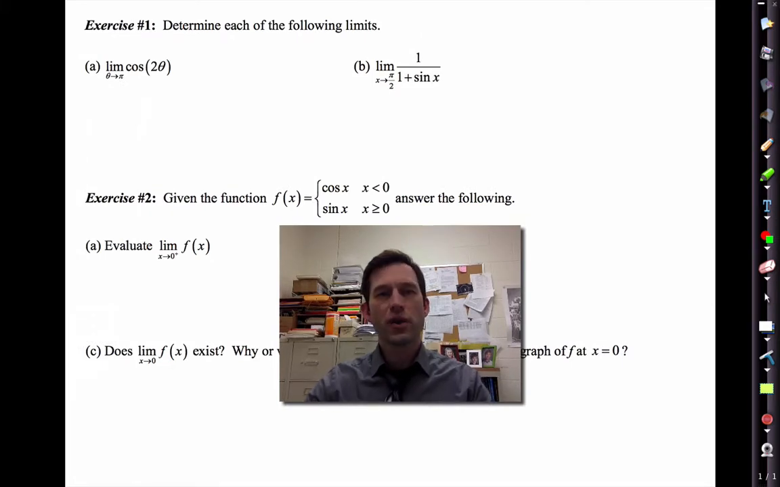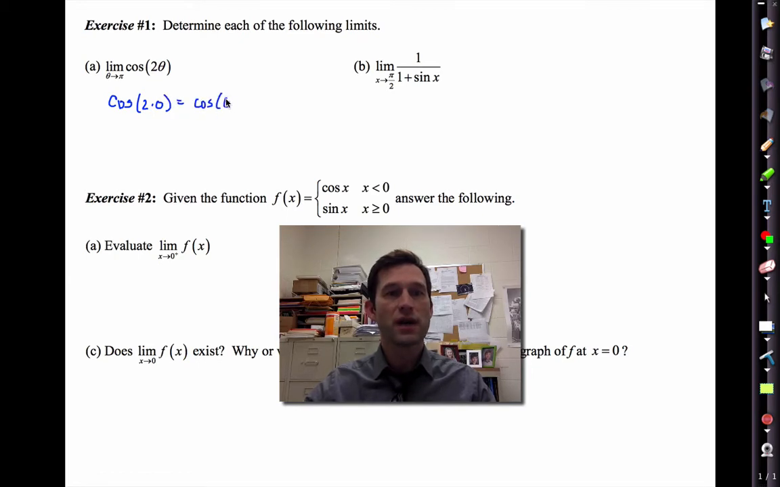So, trig functions act like a lot of other functions in that their limits are, generally speaking, very easy. For instance, in exercise number 1, letter A, we're asked what is the cosine of 2 theta as theta goes to 0? Well, if you can picture the cosine 2 theta function, it's nice and continuous. So we can find this limit by simply doing substitution. The cosine of 2 times 0, which is the cosine of 0, which ends up being 1.